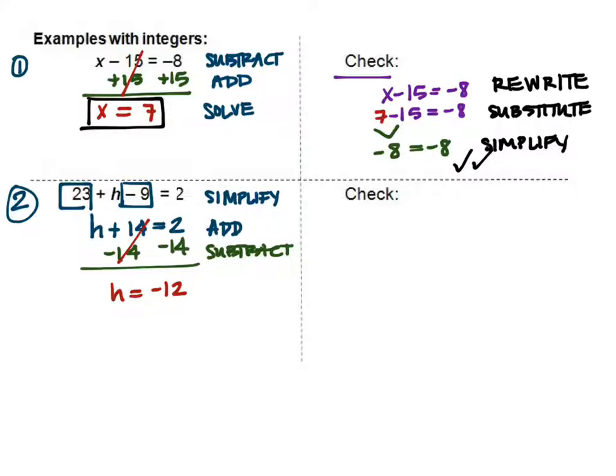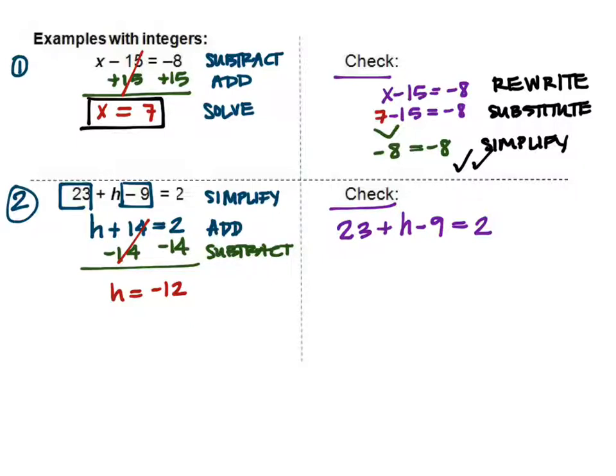We're going to go ahead and check that before we box it in. So our check is the original equation. Don't go back and plug it in for h plus 14 equals 2. We don't want to go that route. We want to go to the original. It will take a little extra work, but we'll make sure that we didn't make a mistake in our solving.